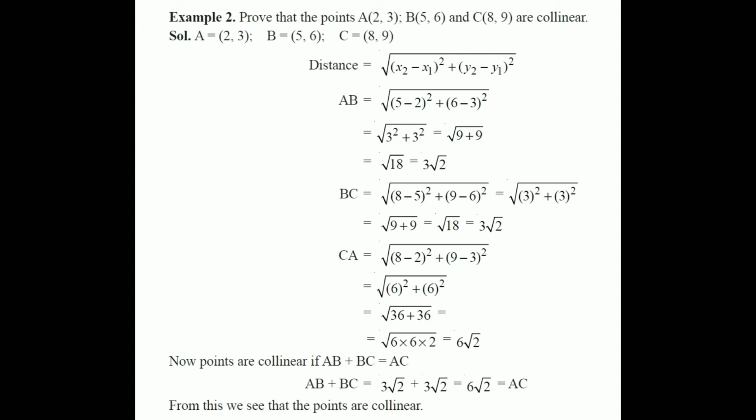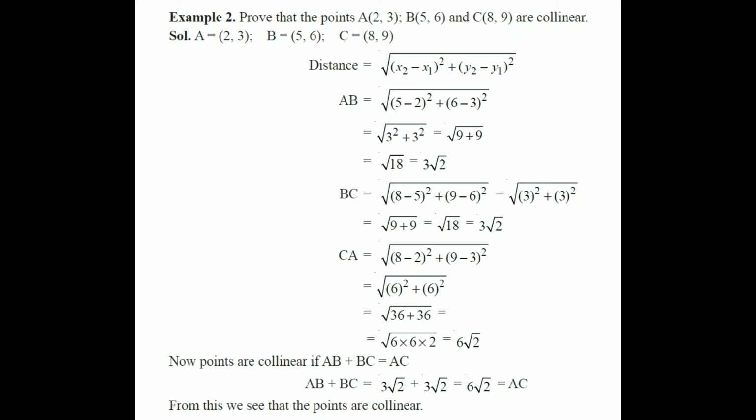Now, the 3 points A, B, C are collinear if, as we said earlier, AB plus BC distance is equal to AC distance. Here AB plus BC is 3 root 2 plus 3 root 2. We put the values. It is equal to 6 root 2 and it is the CA distance AC. So AB plus BC is equal to AC. Therefore, we will say that the 3 points are collinear, means A, B, C lie on the same line.